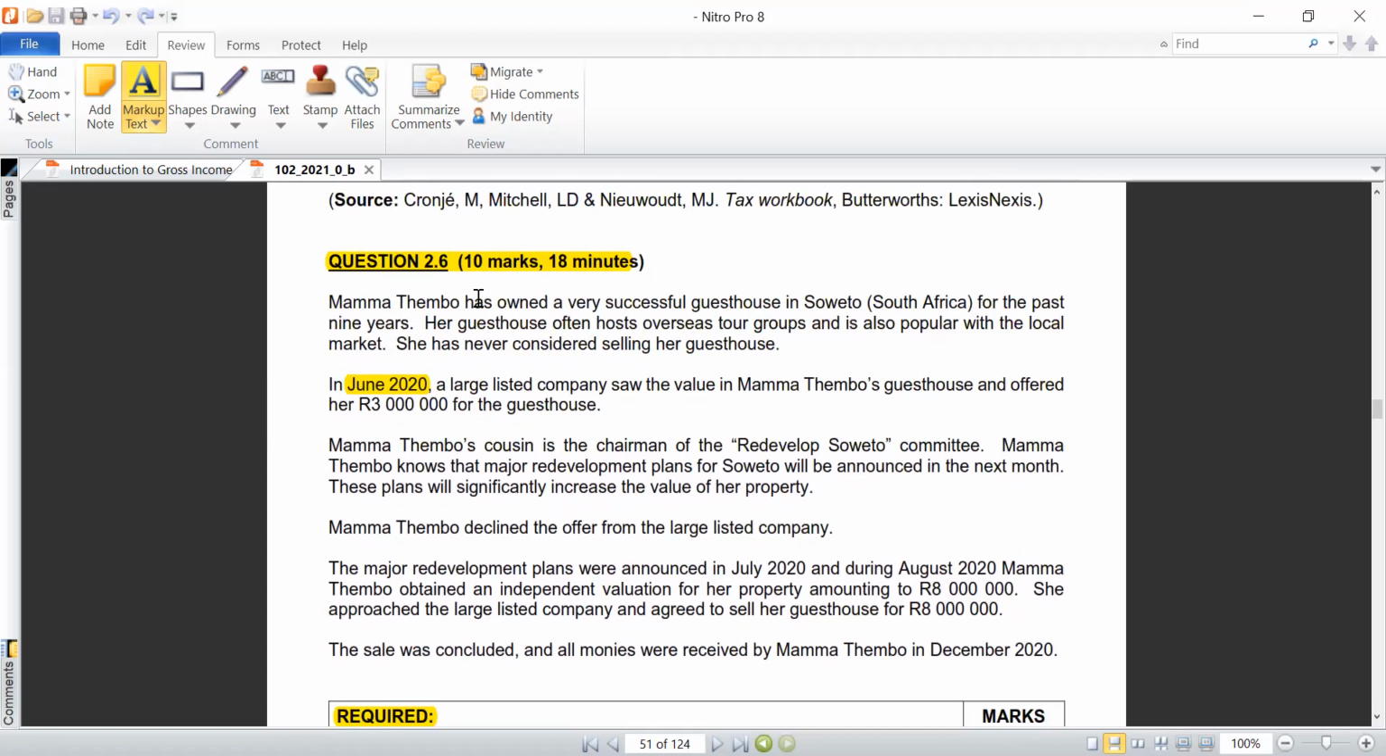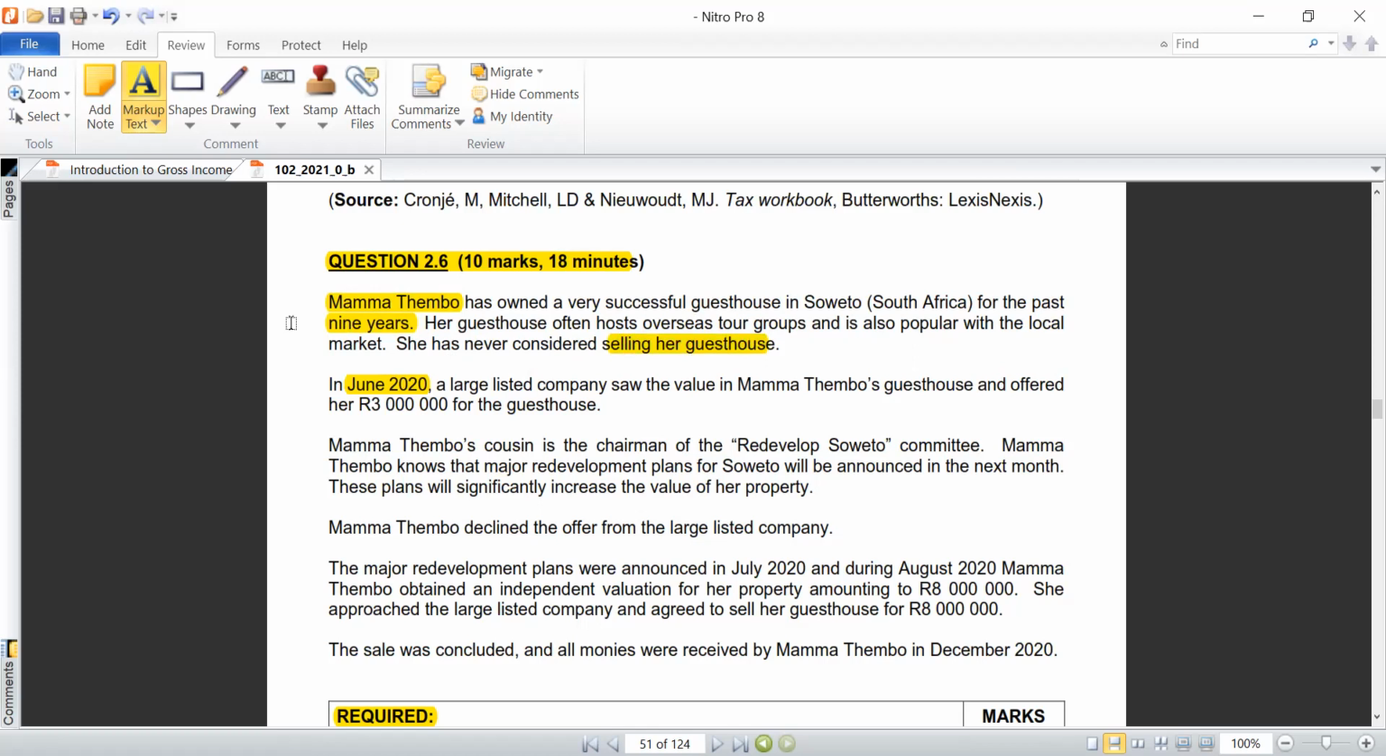So they say Mama Tembo has owned a very successful guest house in Soweto, South Africa for the past 9 years. Her guest house often hosts overseas tour groups and is also popular with the local market. She has never considered selling her guest house.